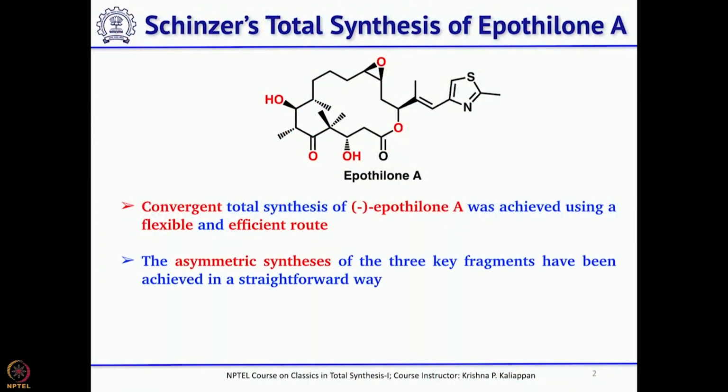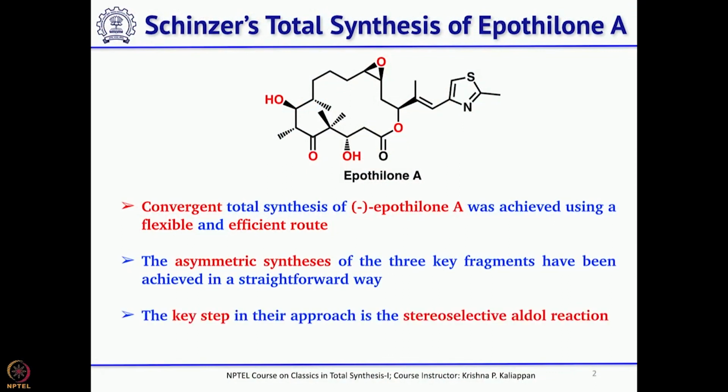group. The Schinzer's group, what they wanted to do was, again they wanted to use the aldol reaction, the highly selective aldol reaction as the key reaction, and then also the ring closing metathesis as the key reaction to get the double bond followed by epoxidation.